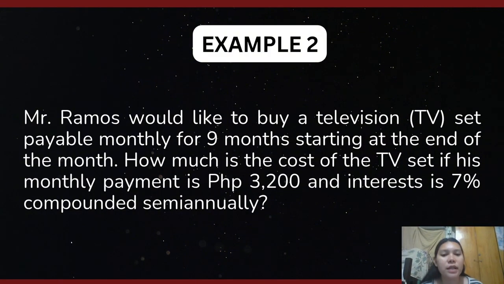So to give you another example, Mr. Ramos would like to buy a television set payable monthly for 9 months starting at the end of the month. How much is the cost of the TV set if his monthly payment is 3,200 and interest is 7% compounded semi-annually?